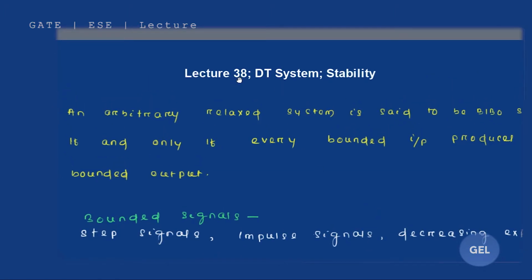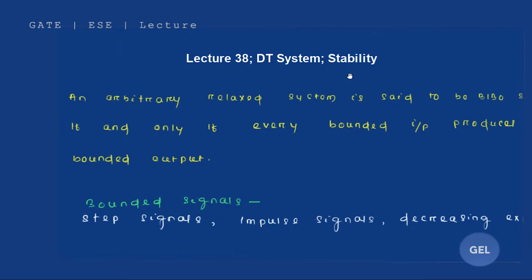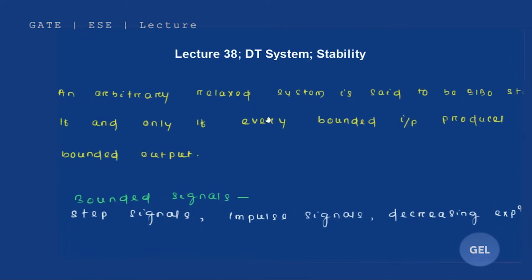We are in lecture number 38 of signal system, and here this is your discrete time system, and here we are going to test for the stability, that is your stable system and unstable system. This is the same condition, same principle as that of your continuous time signals. An arbitrary relaxed system is said to be stable if and only if every bounded input produces bounded output. Whatever you have studied in continuous time domain is the same thing, but there is a change in the expression.